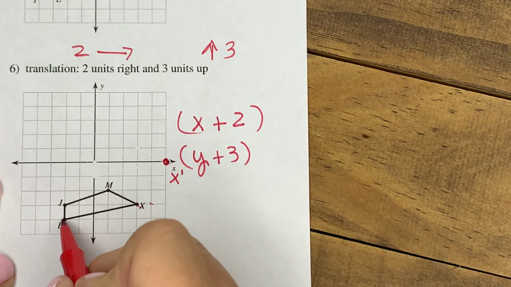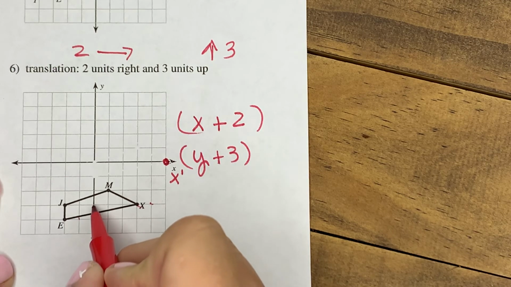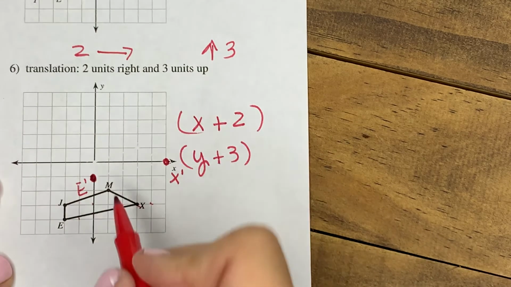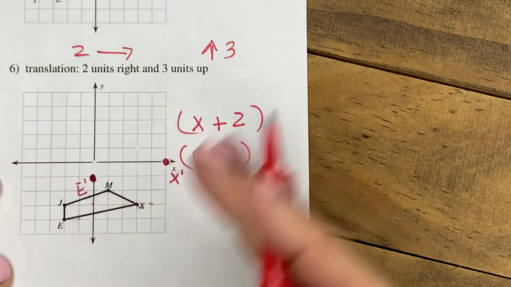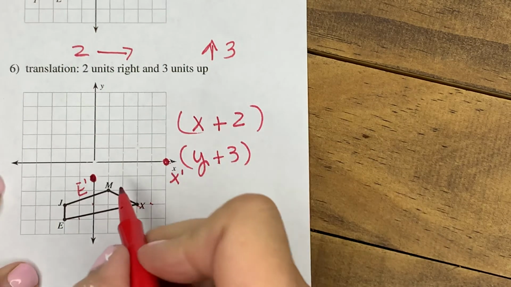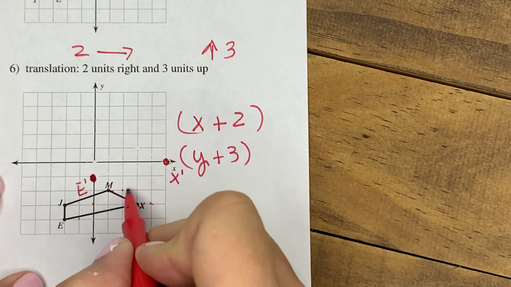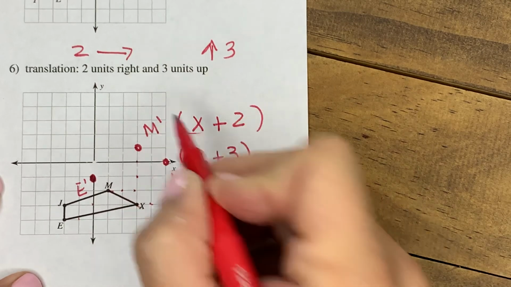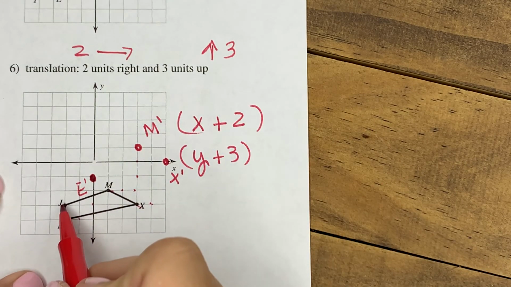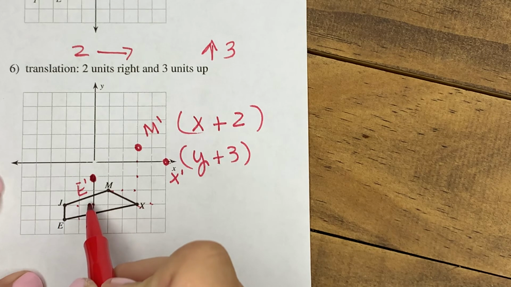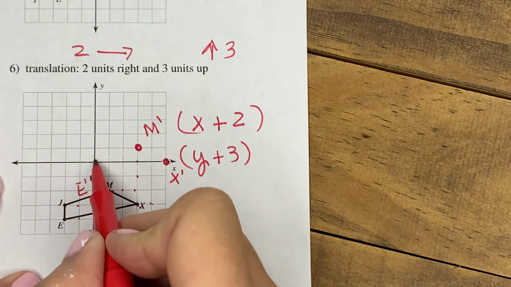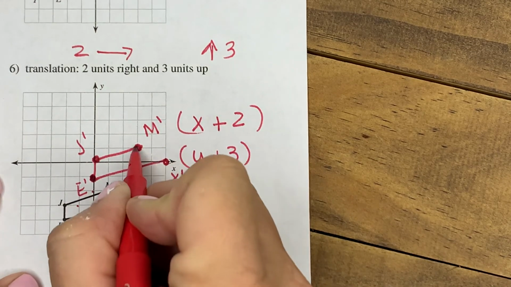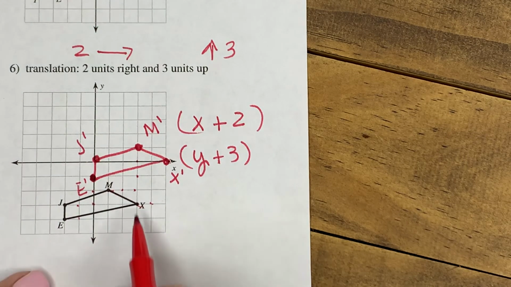E, I'm going to go over 2, 1, 2, and then up 3. 1, 2, 3. And that's E prime. When you get more points, it starts to get a little bit congested, so make sure you're careful. On M, I'm going to go to the right 2, 1, 2, and then up 3. 1, 2, 3. M prime. And then J, I'm going to go to the right 2, 1, 2, and then up 3. 1, 2, 3. And that's J prime. Connect my dots. It should look like my original figure. Just move to the right and up 3.